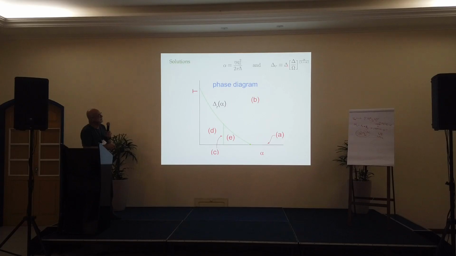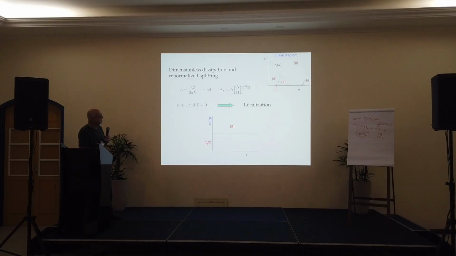And there is this renormalized splitting, given by this expression: the splitting divided by the cutoff, and this parameter here. Then we have all these regions, A, B, C, etc., that I will analyze here. So alpha, and we normalize the splitting, and let's start with A. The region A is the region beyond alpha equals 1.